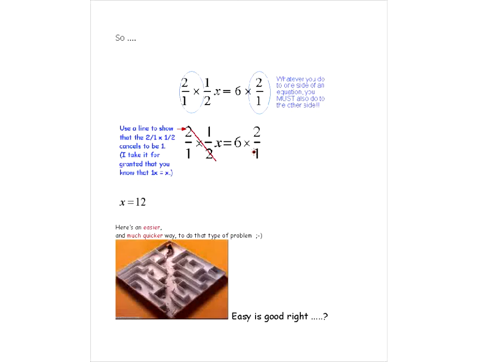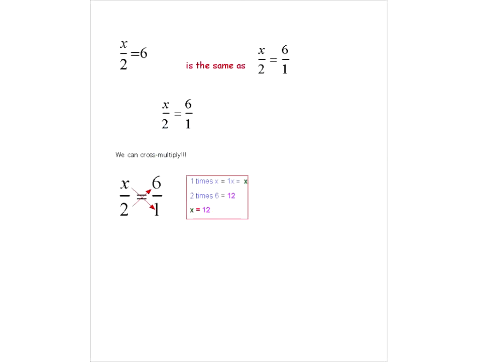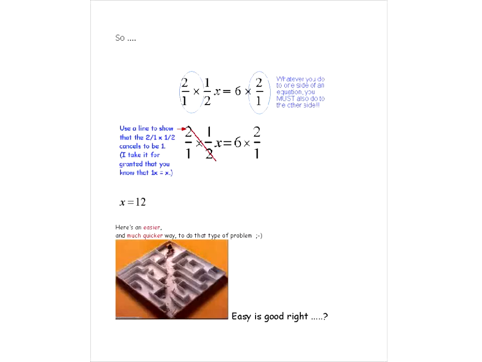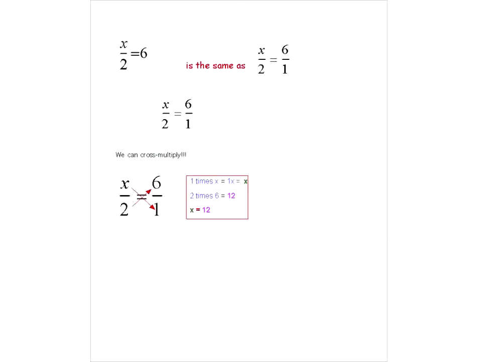All right, and that's an easy way, but if you want an even easier way, here it is. So that's what the mousetrap is showing, a straight path to the cheese. If you want an easier way, cross multiply. X over 2 equals 6, and 6 is just the same thing as 6 over 1, right? So if we write it that way, now we've got two fractions equal to one another, and now we can cross multiply. So when we do that, we get x times 1 just gives us x, 6 times 2 gives us 12, so x equals 12.